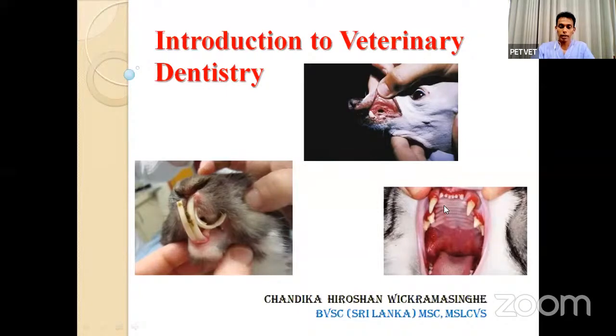It's a cat specific disease. Only the cat family gets this disease, not dogs and not humans. The characteristic feature is this redness at the back of the mouth. So we will discuss a little bit about this condition also. And in this dog's photo, you can see an oronasal fistula, the communication between the oral cavity and the nasal cavity. This is mainly due to the advancement of periodontal disease.